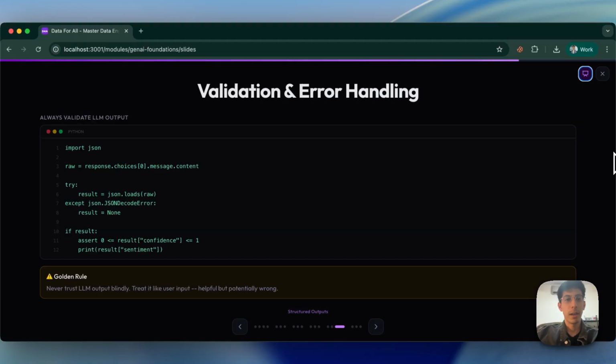Last but not least, never trust an LLM's output blindly. Even with structured outputs, always validate. The JSON might be valid structurally, but the content might not make sense. A confident sentiment might be wrong. The model might hallucinate, meaning it confidently makes up information that's not true. Always add a validation step. Parse the JSON. Check the values. Handle errors gracefully. Golden rule: treat LLM output like user input. Helpful, but potentially wrong.